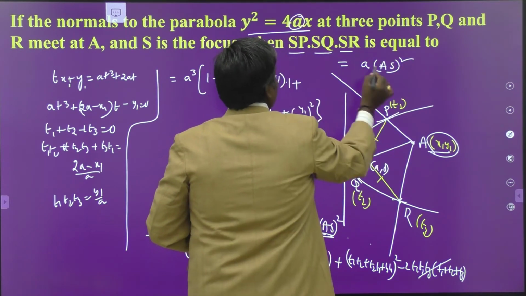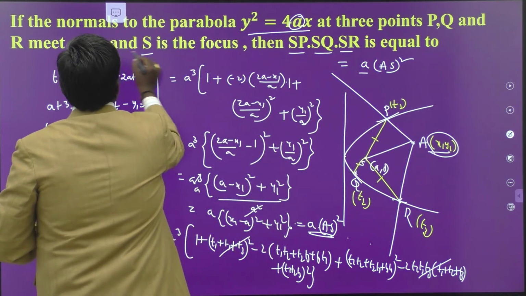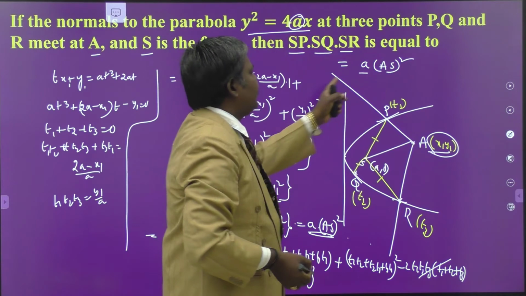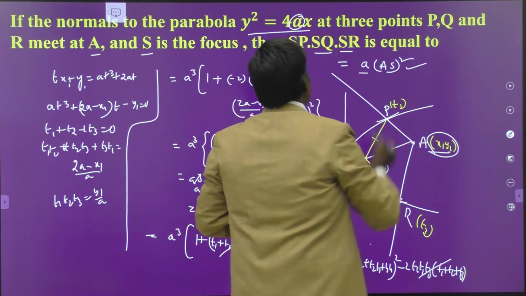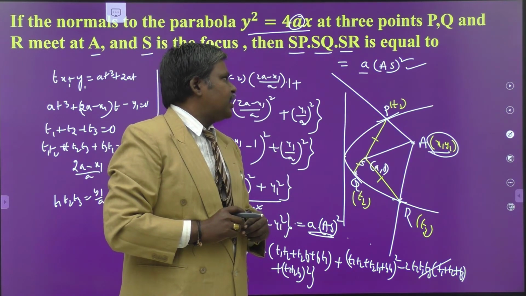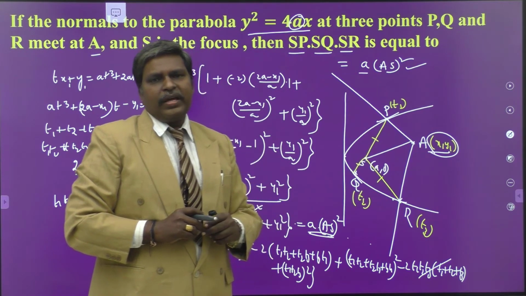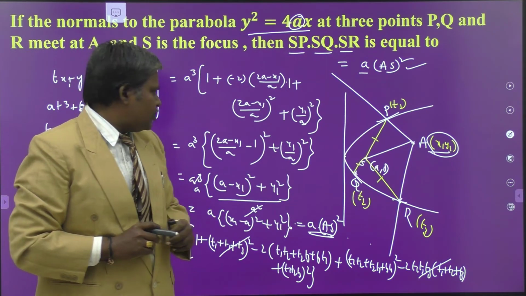This is A, already here. S is also there, S is the focus. A is the point. Therefore, a into AS square. This is the correct expression they are asking: SP into SQ into SR is equal to small a times AS square, where AS is the distance from the given point A to the focus of the parabola.